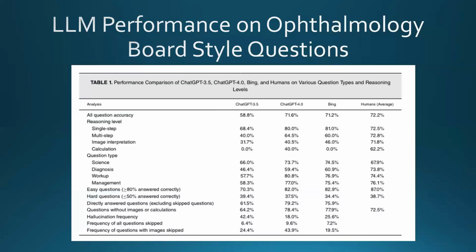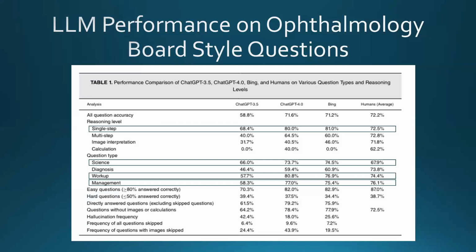Here you can see from that same study a bunch of the details of which sorts of questions Chat GPT did well and poorly on relative to humans. For single-step questions, for questions that are very science-based or workup or management, they did quite well relative to humans. But other questions that involved image interpretation, calculations, multi-step reasoning, or were simply more difficult, similar to the human test takers, the machines also struggled.